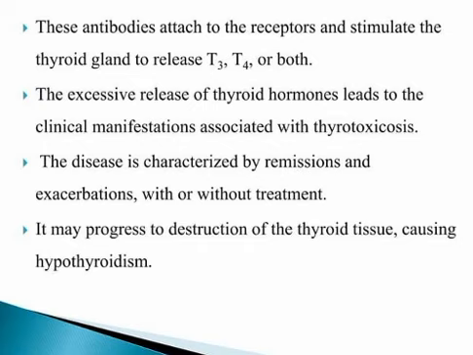Once the antibodies produced by the immunoglobulins attach to the TSH receptors, these receptors will stimulate the thyroid gland to release the T3 and T4 hormones, or both. Once there is an excessive release of these thyroid hormones, it leads to the clinical manifestations associated with thyrotoxicosis. The disease is characterized by remissions and exacerbations with or without treatment. There is a progression to destruction of thyroid tissues, causing hypothyroidism.